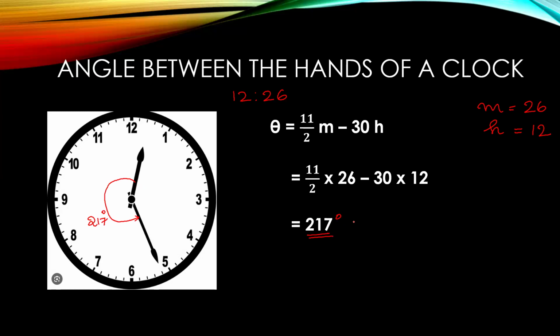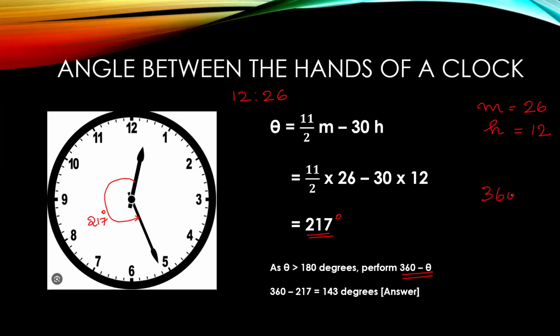But since 217 is greater than 180 degrees, you immediately perform 360 minus theta. So 360 minus 217 gives you 143 degrees, right? And we can consider that the angle between the hour hand and minute hand is equal to 143 degrees also. So if it's asked in a placement test or so, you just check which option is presented and then select that correct option accordingly.